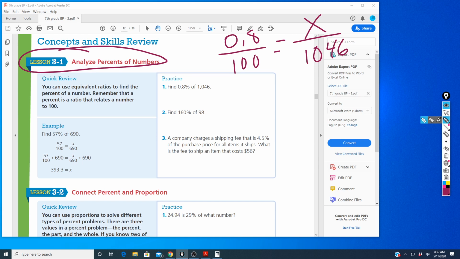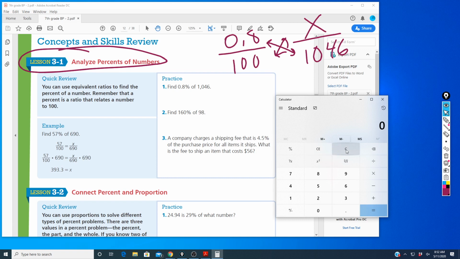But yeah, the whole idea of this is to show that you can set up two equivalent ratios to find your answer, or you can use the equation as well. 0.8 times 1046 will give you what you have. It matters what makes it easier, you know. It matters what makes it easier.